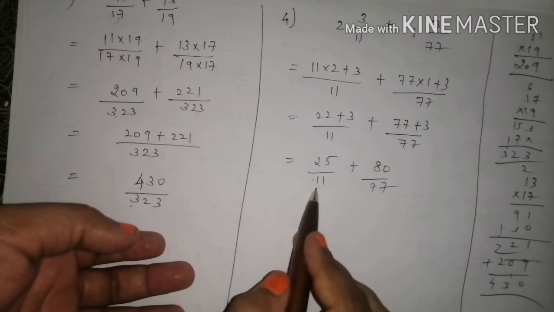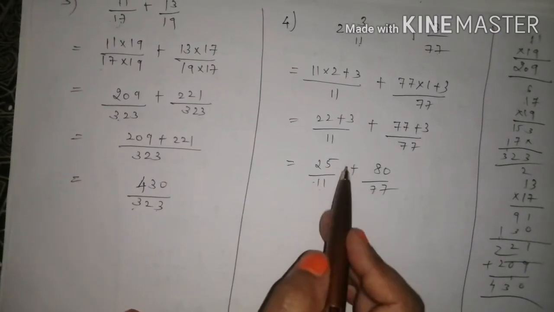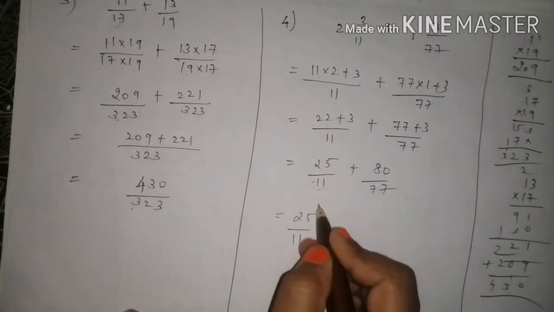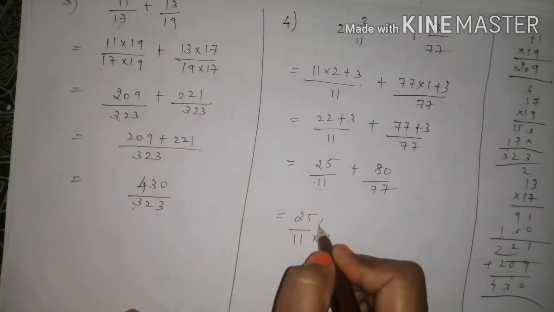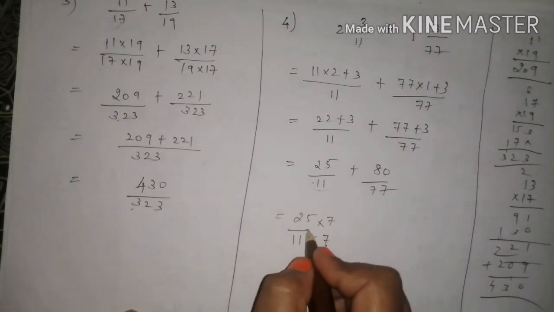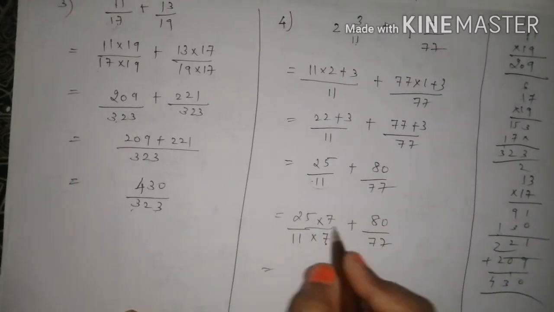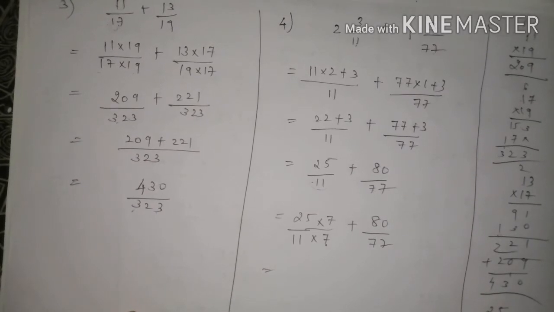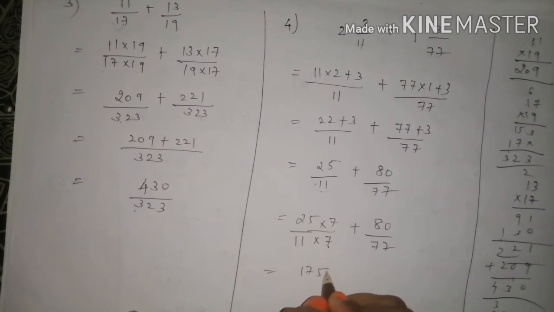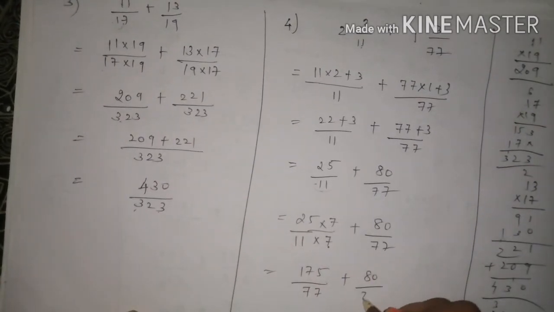Now check the denominators. Denominators are not same, but in 11's table 77 comes, so I will convert only this fraction. So 25 upon 11, in 11's table 77 comes 7 times. So if I am multiplying the denominator by 7, the numerator also has to be multiplied by 7. This fraction I will keep as it is. So 25 7s: 7 5s are 35, 14 and 3 is 17, 175 upon 11 7s is 77 plus 80 upon 77.